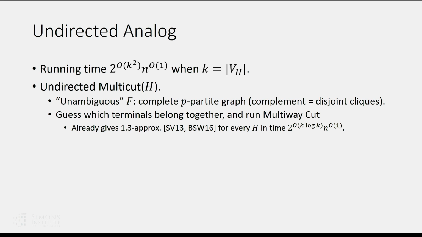So the algorithm is essentially guessing which terminals belong together in the optimal solution, and then running the multiway cut algorithm. We saw on Monday that for any instance of multiway cut, we are going to get a 1.3 approximation. So for every H, undirected multicut H can be approximated within a factor of 1.3 if we allow time k to the k times n to the constant. This is really good.